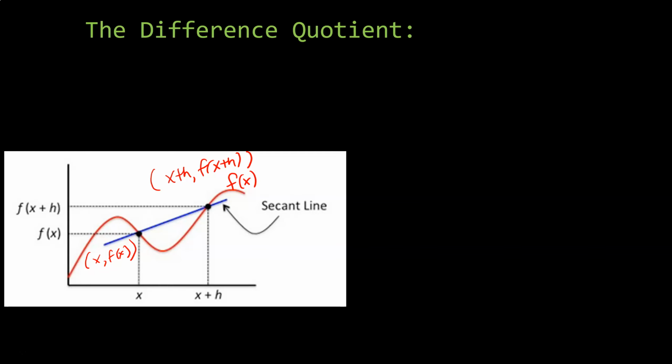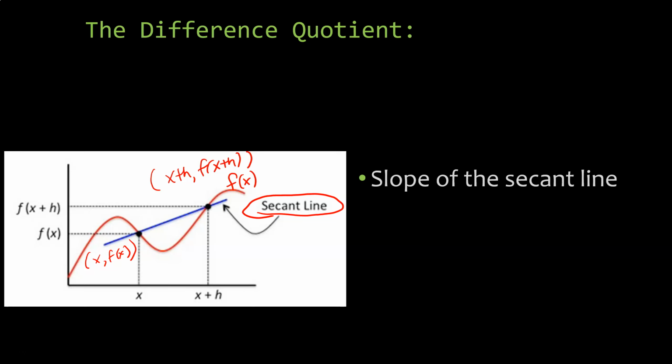Now, given 2 points, we can connect the 2 dots and get the blue line. We call that blue line the secant line because it crosses the curve twice, or more than once. Okay, so that secant line has a slope. We are interested in the slope of that secant line.